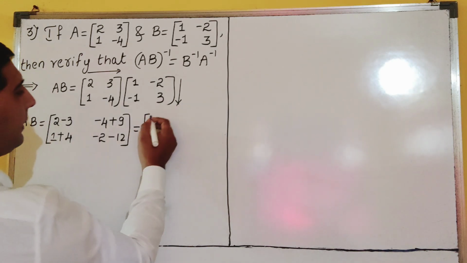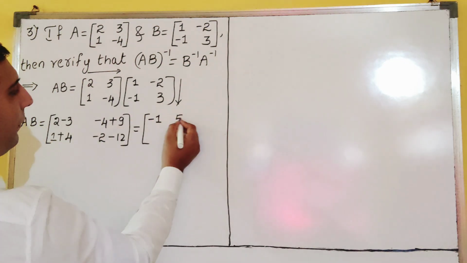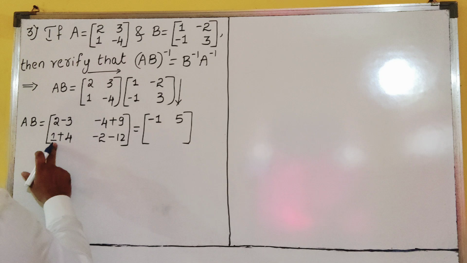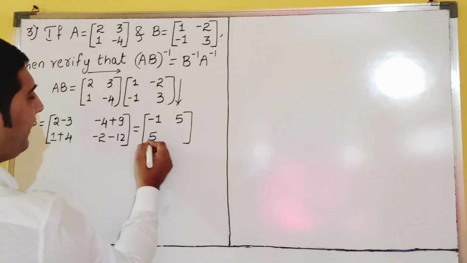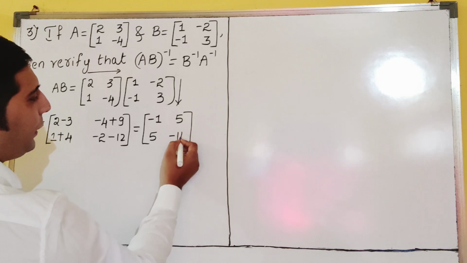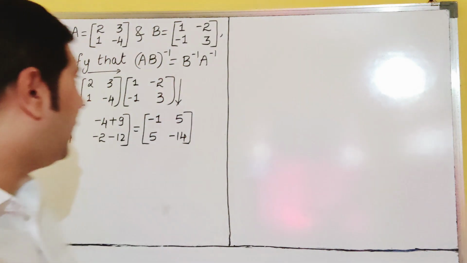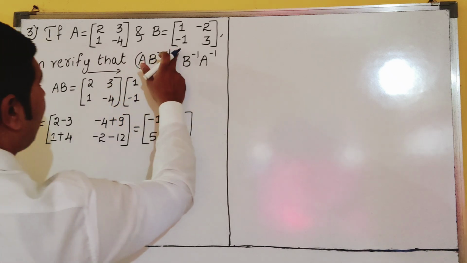2 minus 3 is minus 1. 9 minus 4 is 5. And now see, 1 plus 4 is 5. Minus 2 minus 12, that will give minus 14, dear students. So I hope everyone understood what AB is. So now let us find what (AB) inverse is.